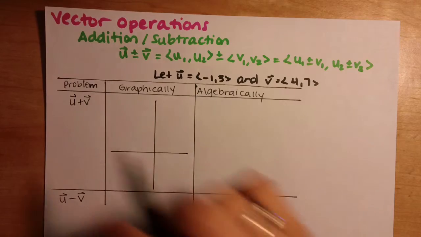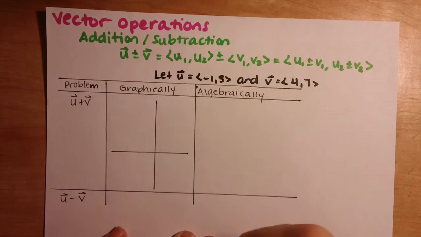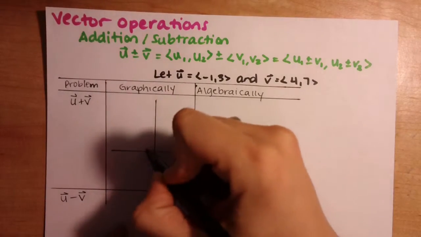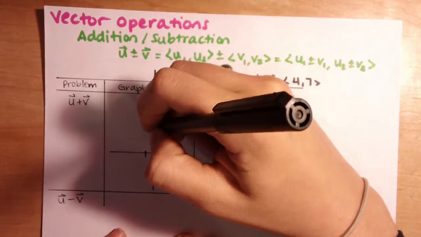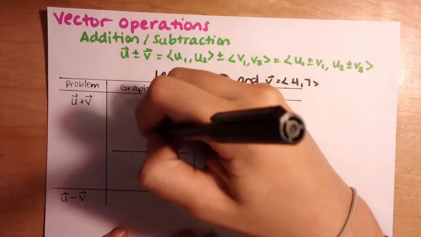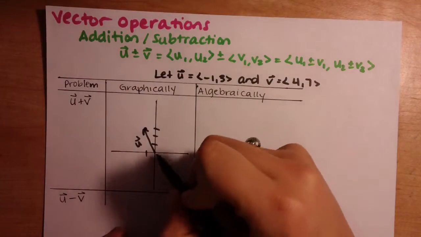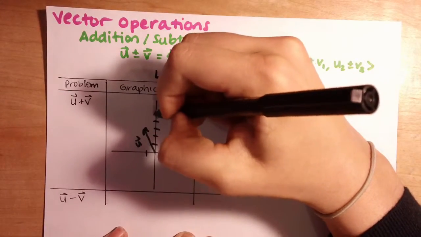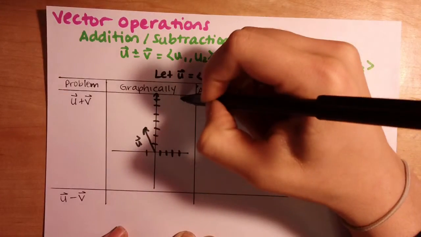So in our first problem, we have u and v. We let u equal -1, 3 and v equal 4, 7. So first, let's plot that. So we go -1 and then up 3. So that's u. And then we want v, which is 4, 7. So 1, 2, 3, 4, 7 is up here.